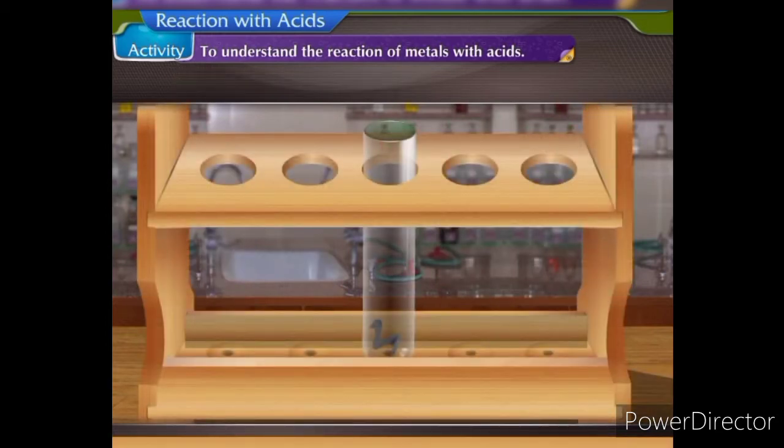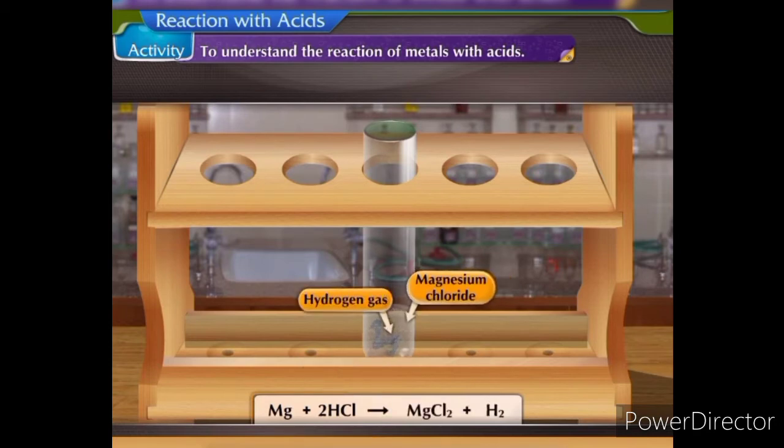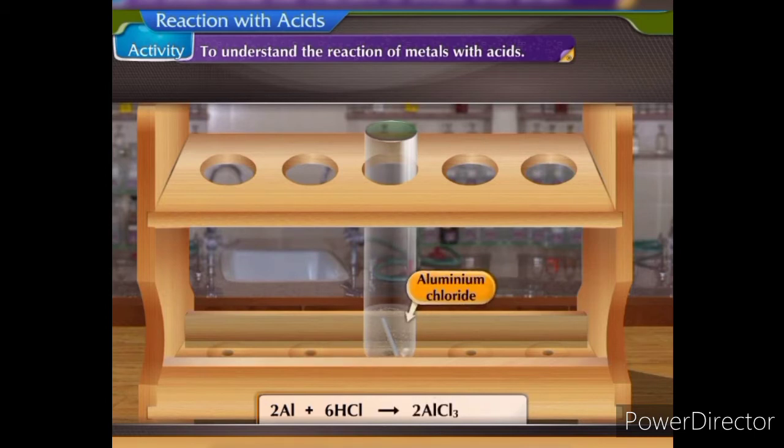Let us see the reactions. Magnesium reacts rapidly with dilute hydrochloric acid to form magnesium chloride and hydrogen gas. Aluminium reacts slowly with dilute hydrochloric acid compared to magnesium, to form aluminium chloride and hydrogen gas.